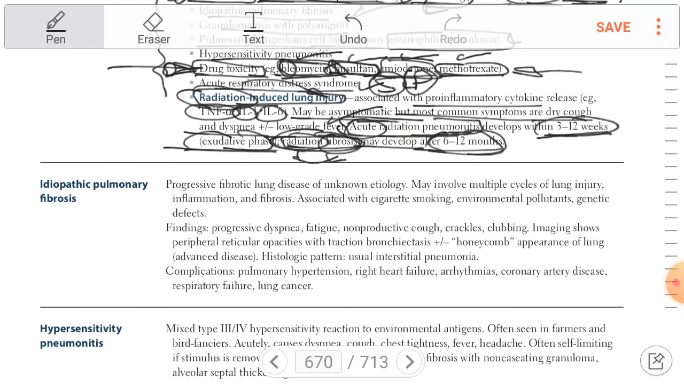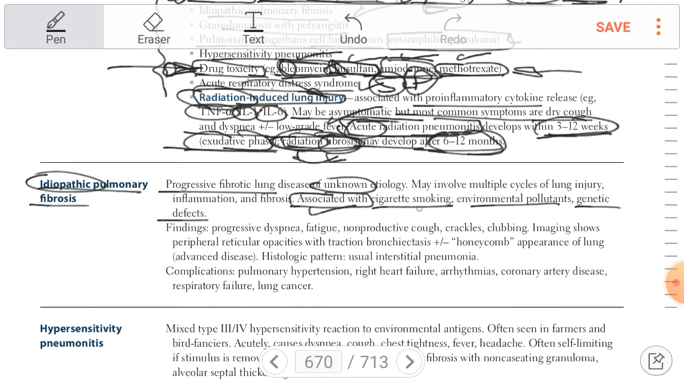Then the next one, so important, is idiopathic pulmonary fibrosis. Why is it idiopathic? Because of unknown cause. It is a progressive fibrotic lung disease of unknown cause. It may be associated with what? Cigarette smoking, environmental pollutants, and genetic defects, leading to inflammation and fibrosis of the lung.